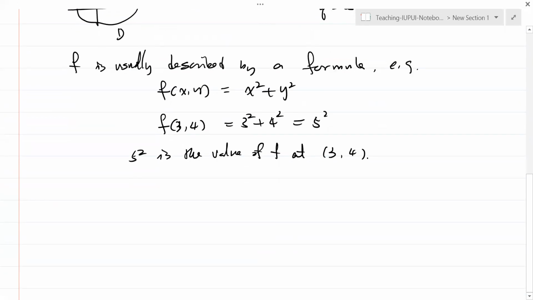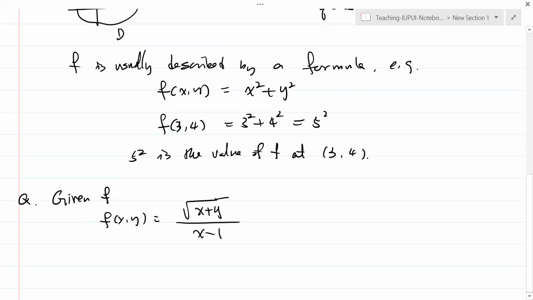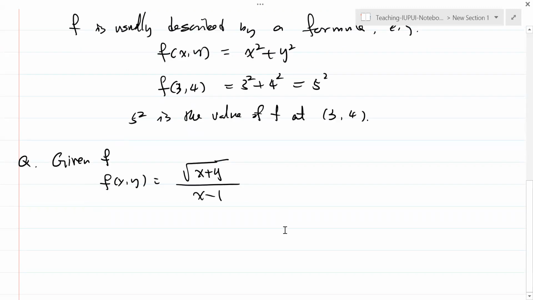Okay, so let's take a look at some examples. For a given f, when we say given function f, that means we're given the expression. So f is going to be the square root of x plus y over x minus 1, for example. Let's study this.